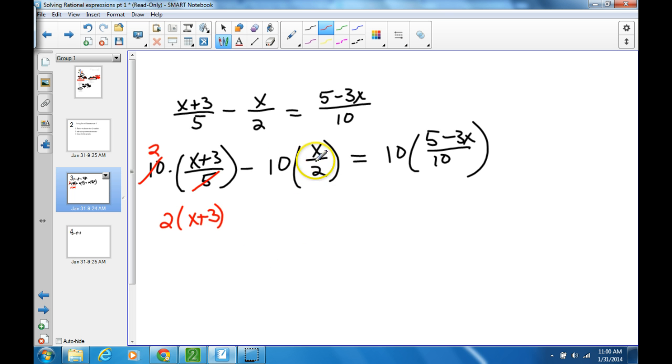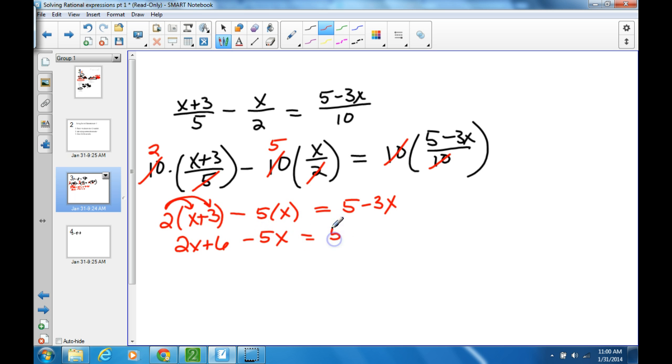How many times is 2 going into 10? 5. So this will be minus 5 times x. And then the 10s just cancel out altogether. Okay, so now I want to simplify. So I'm going to simplify this. 2x plus 6, and this becomes a negative 5x equals 5 minus 3x.